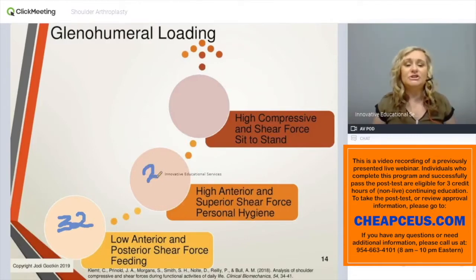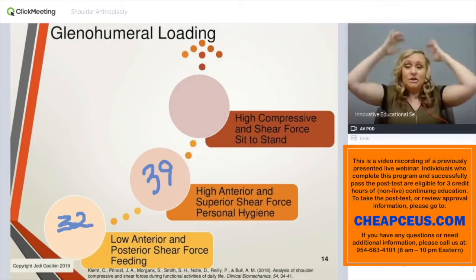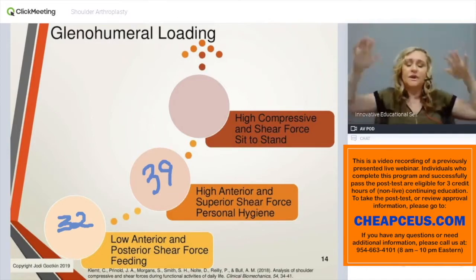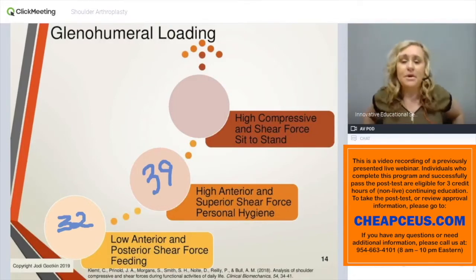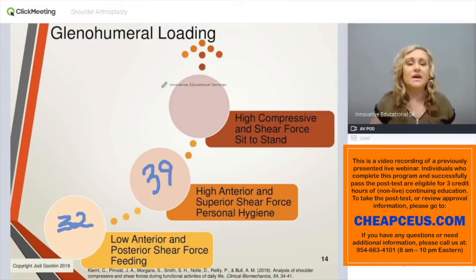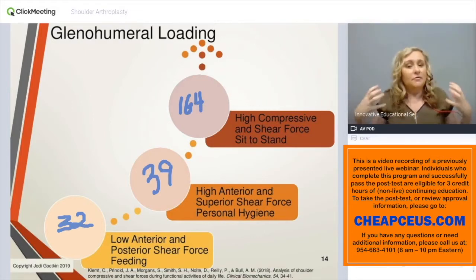As we get into more hygiene type of activities where we're getting into higher range of shoulder abduction and flexion, the rotation changes, we're looking at more of a 39% compressive force. And then if we consider sit to stand when someone is pushing up with their upper extremities, they actually calculated there was 164% of the body weight of force that goes through that extremity.